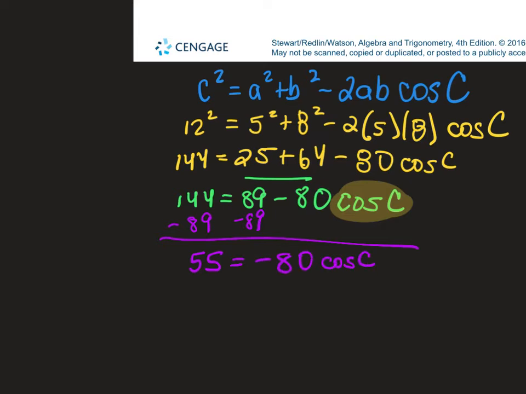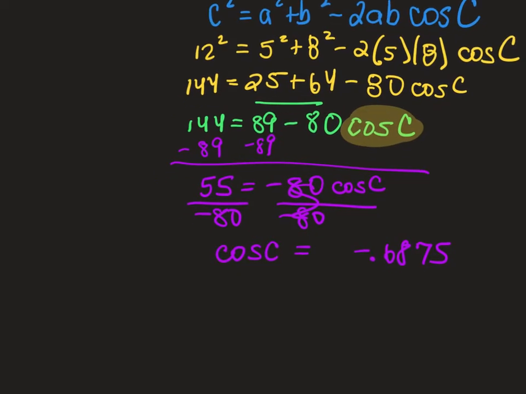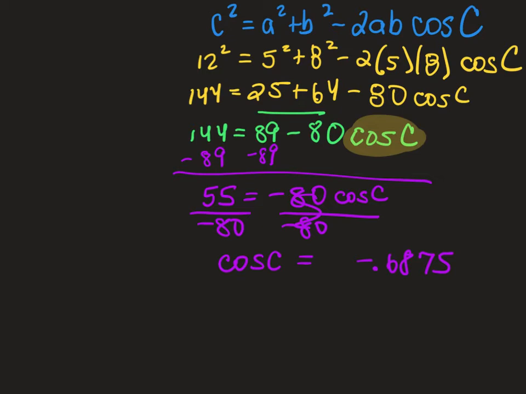How do I get cosine C all by itself? Divide both sides by negative 80. So I get the cosine of C equals, and in my calculator, I have negative 0.6875. Guys, that gives me the cosine of C. That does not give me the angle measure. So when we were doing the law of sines, the opposite of sine was second sine, or the inverse. Same thing here with cosine. I'm going to hit cosine negative 1 in my calculator.